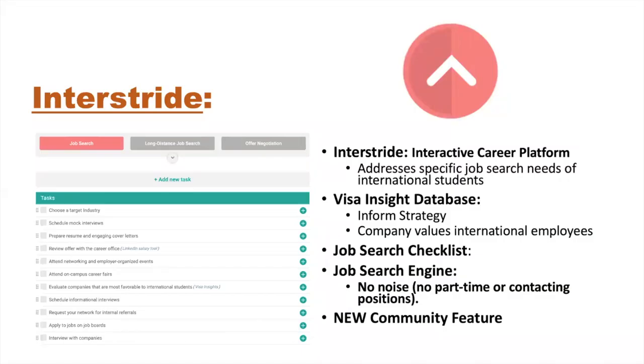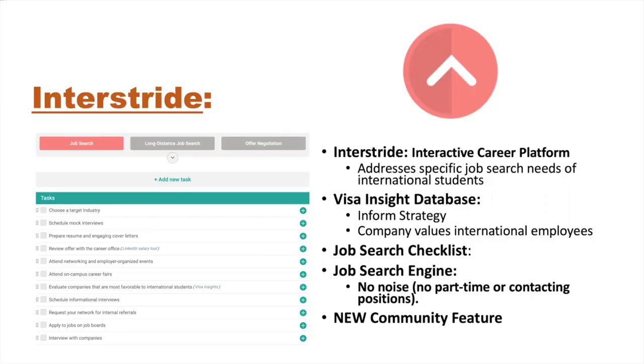Let's talk about the tools and resources you need to start your research. So the first tool that we want to dive into is called InnerStride. I hope many of you already know and use it and have activated your account using your UT email and then doing the dual login. The function that we want to focus on within InnerStride today is the Visa Insight database. The Visa Insight database is the best resource that you can use to find companies that have sponsored visas in the last 3 years.